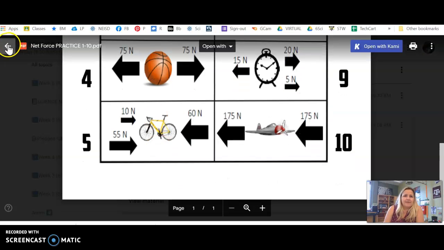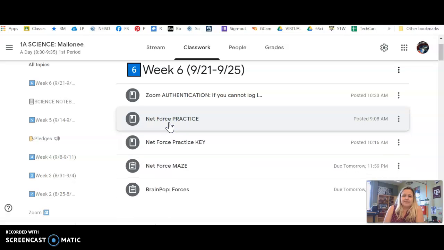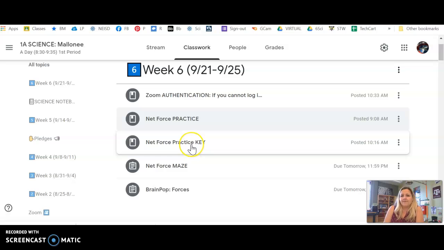And then I have already, once you're done, don't be a cheater. It doesn't do any good to look at my answers. Miss Melody already knows how to do this. I put the key here so you can check yourself after you've finished all 10.